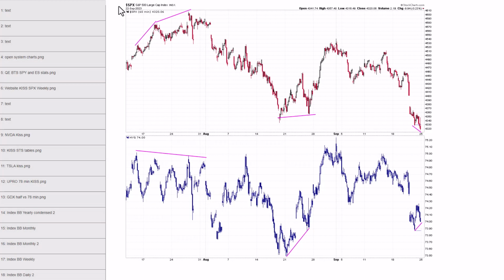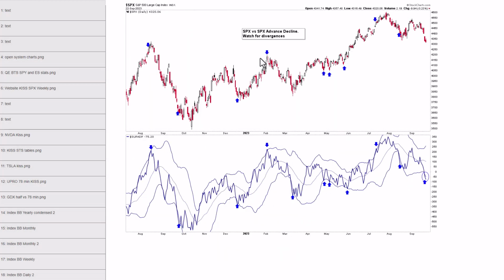Short term, like I said, we're quite oversold. Here's the S&P versus the S&P Advanced Decline. You can see it's below its lower Bollinger Bands. Whenever it gets below its lower Bollinger Bands, you tend to be close to a bounce.